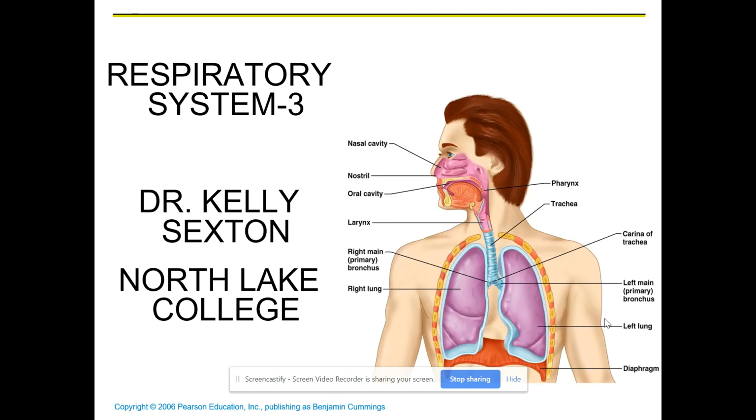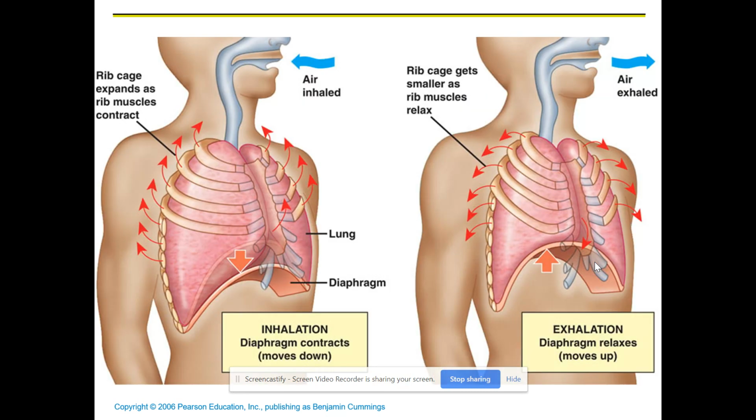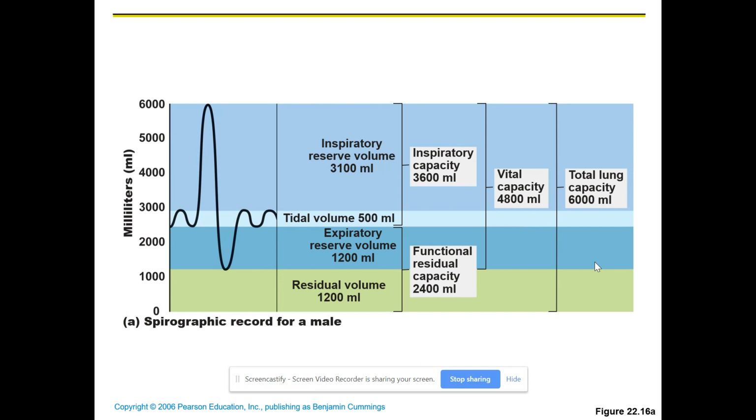In the last video, we looked at gases and we looked at ventilation. Remember, ventilation is moving air into and out of the respiratory tract. When we move air into and out of the respiratory tract, air fills the lungs. Well, we can measure this movement. This is what's called a spirograph or a pneumograph.